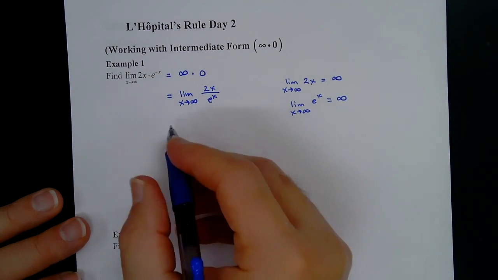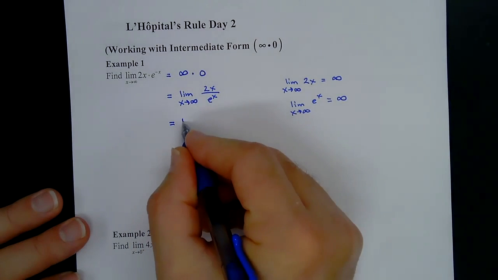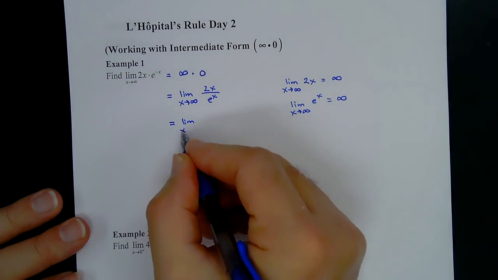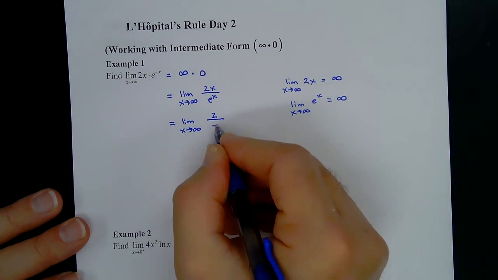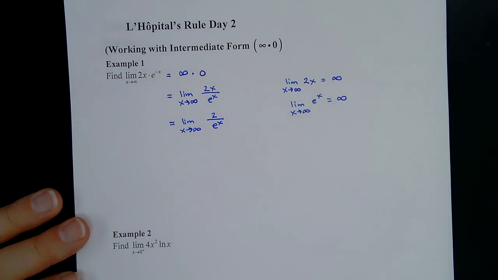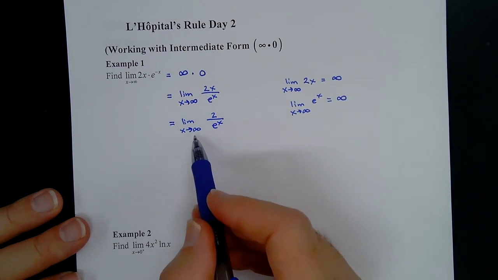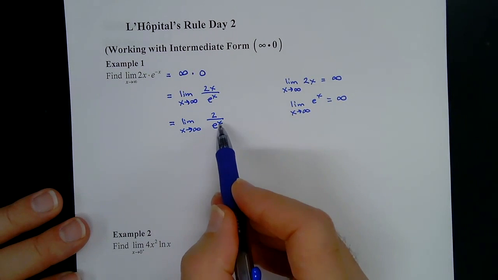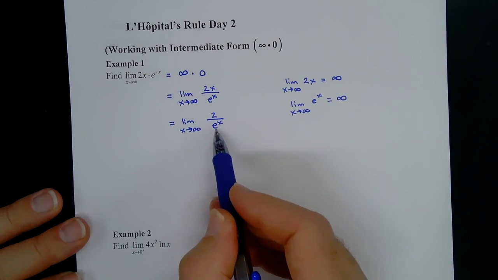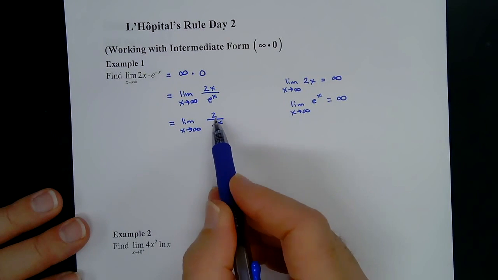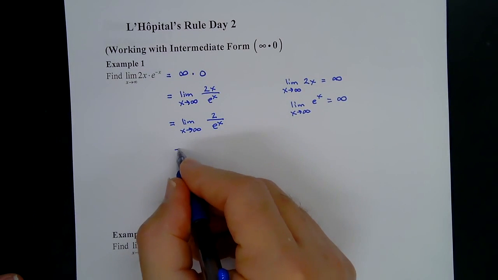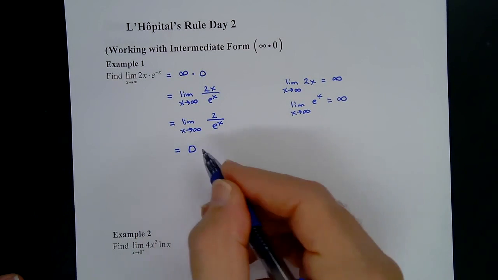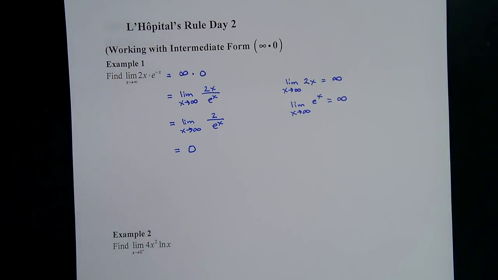So here we go. This is equivalent to the limit as x approaches infinity of 2 over e to the x. As x approaches infinity, this is going to be e to a really big number, which is going to cause this to be a really big value. And 2 divided by a really big value is going to wind up being 0. So this is going to equal 0. All right, so that limit is equal to 0.